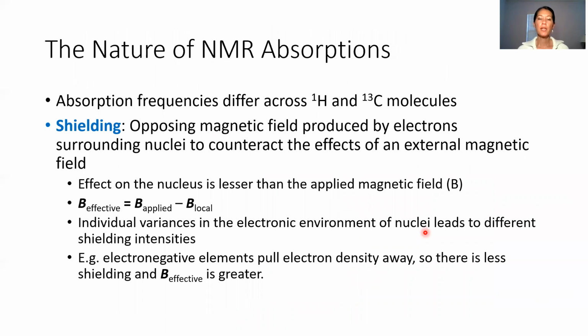Okay. Before I get to the spectrum, let me just tell you, there are different absorption frequencies. We're going to look at one type of category, proton NMR, and then another category, C13 NMR. But basically, one thing that's common is there's a phenomena called shielding. So just think of just nuclei having a certain amount of electrons around it.